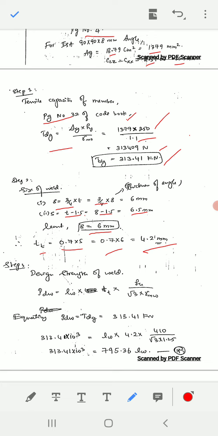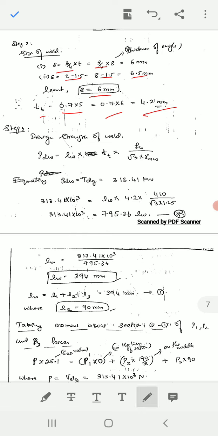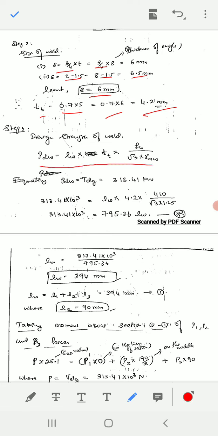Then you have to go for the design strength of the weld, where PdW is equal to LW into TT into FU by root 3 gamma MW. This formula has to be remembered. This is not there in the code book. Remember properly. So PdW is equal to TDG, that is equating.